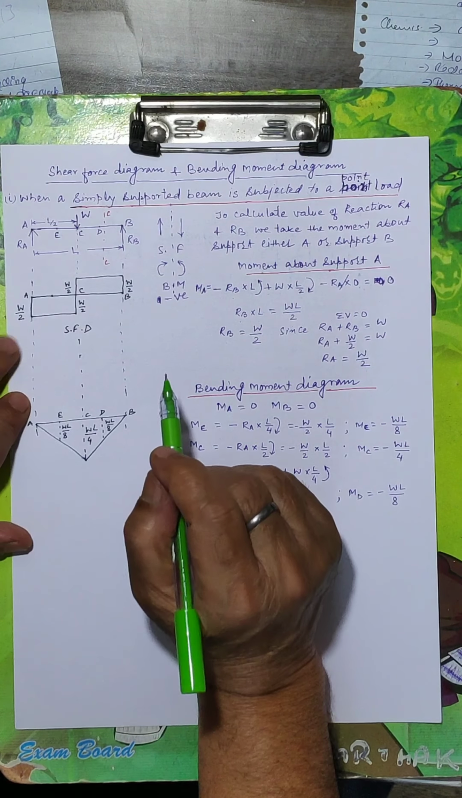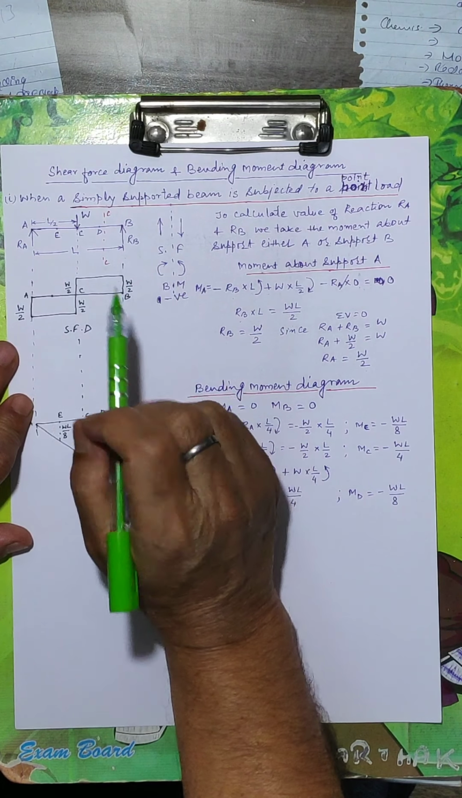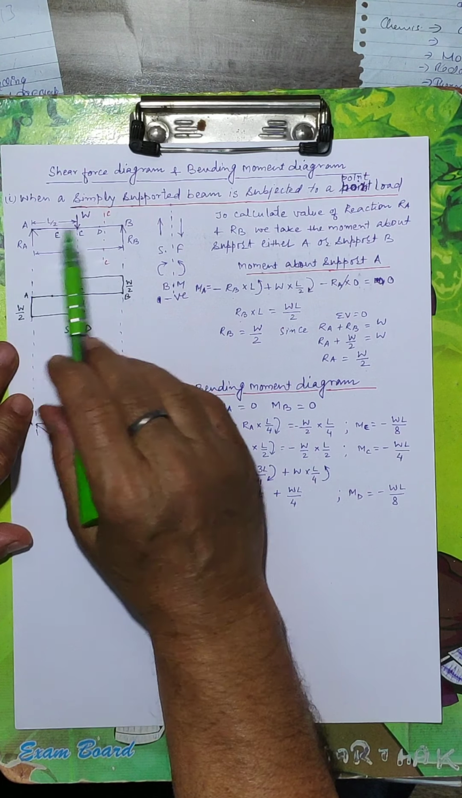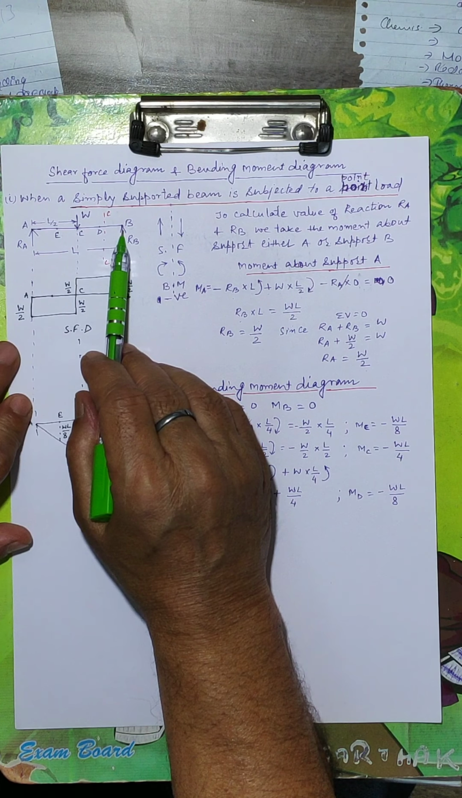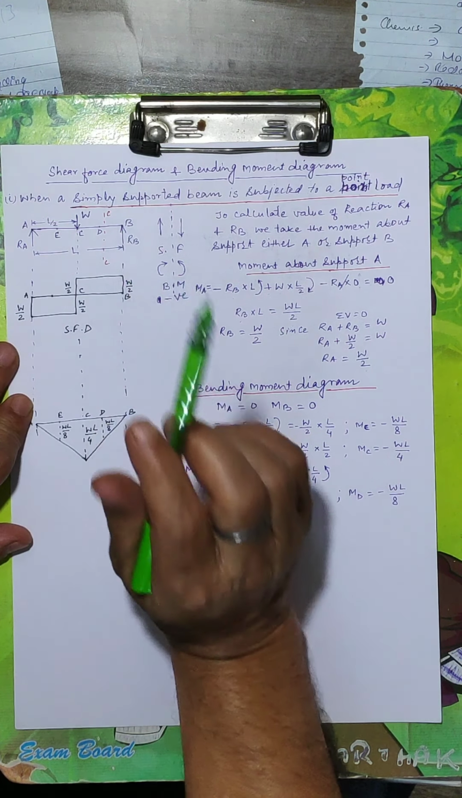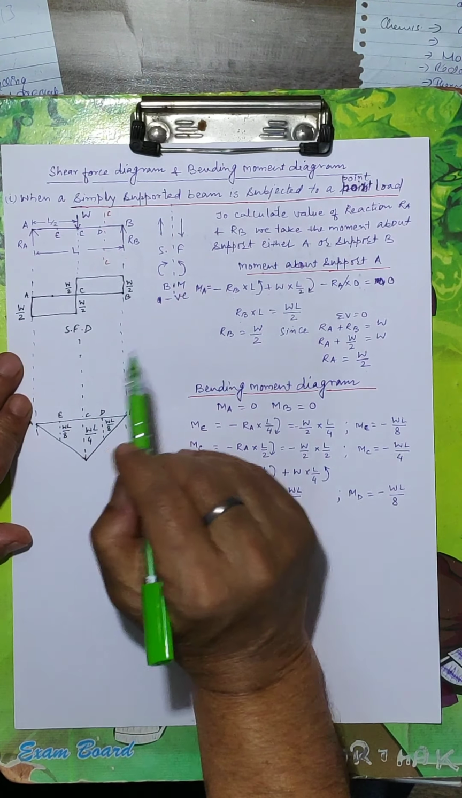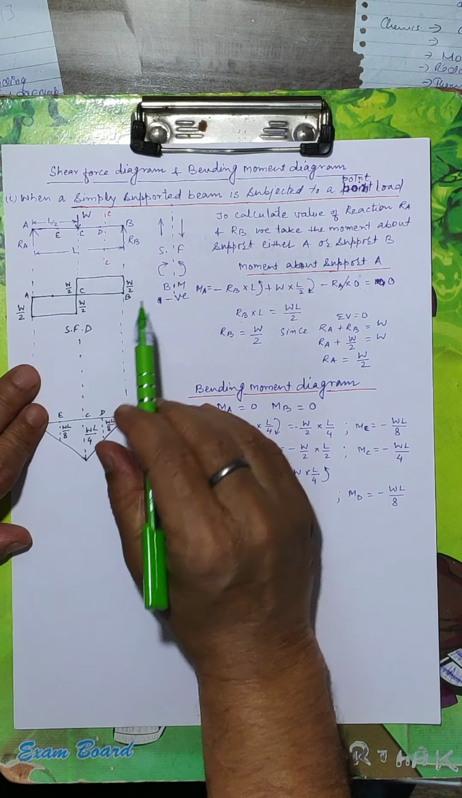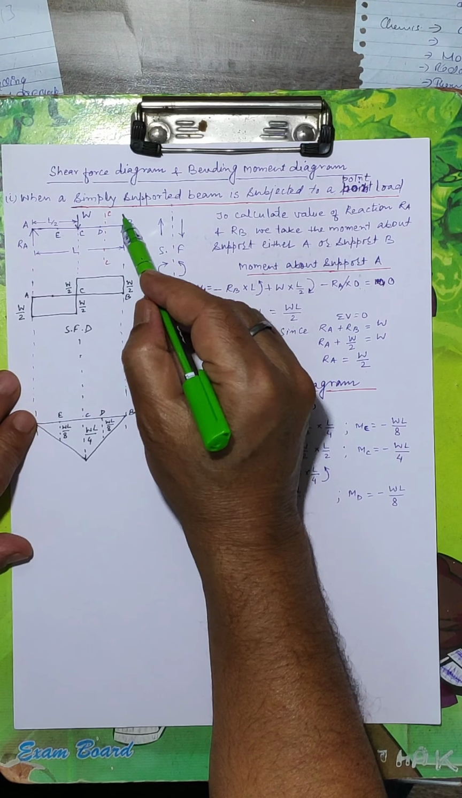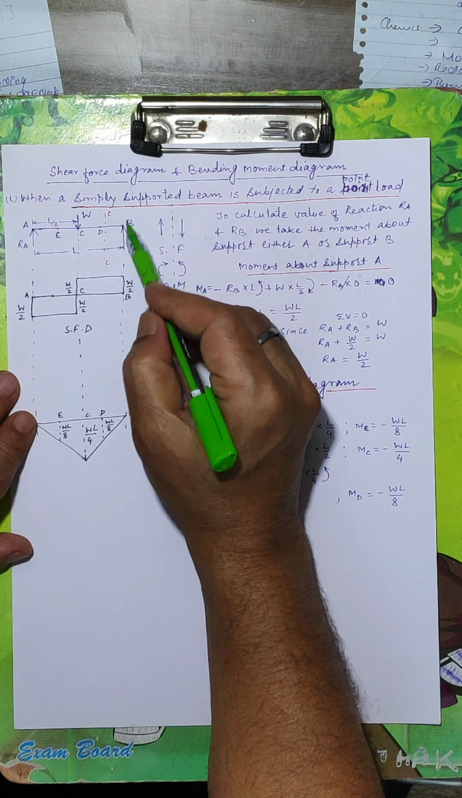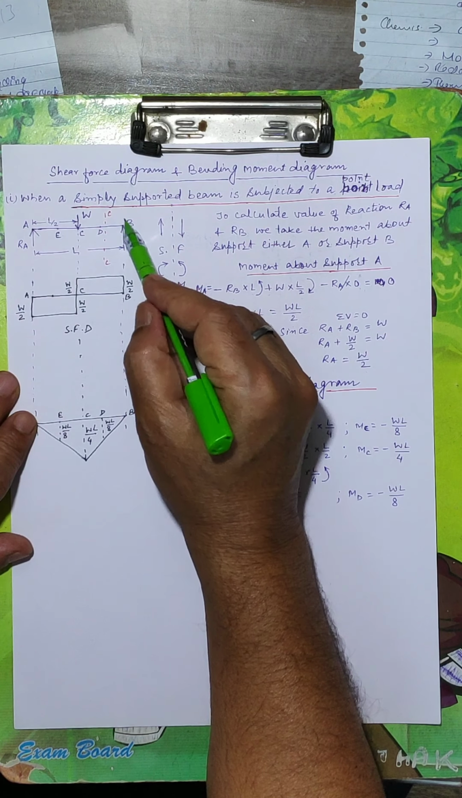Can we draw? We take a section at the end, either A or B. Anywhere we can get, we can take the section. In this question, to solve this problem, to draw this shear force diagram, we take the section at B.